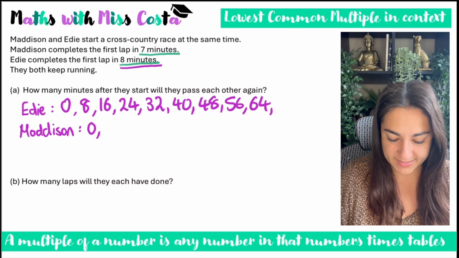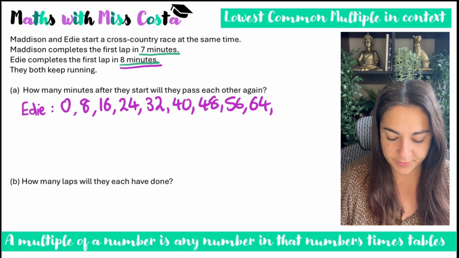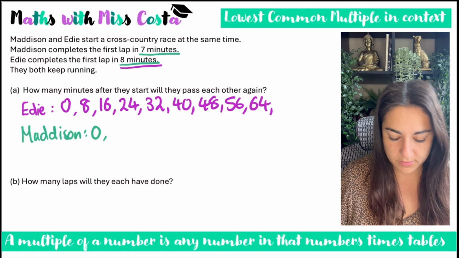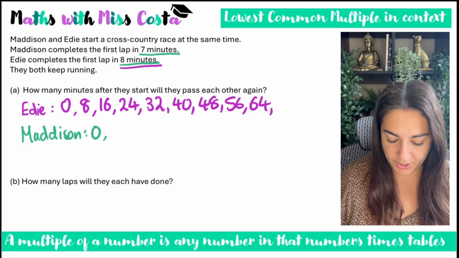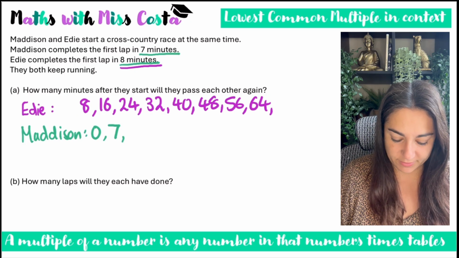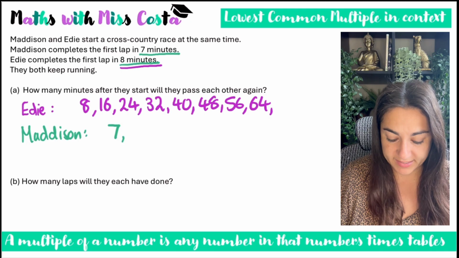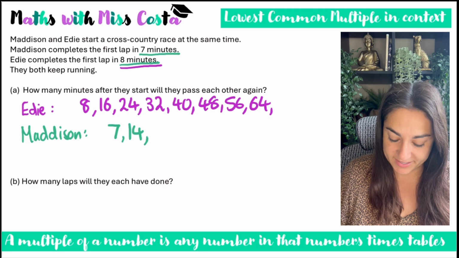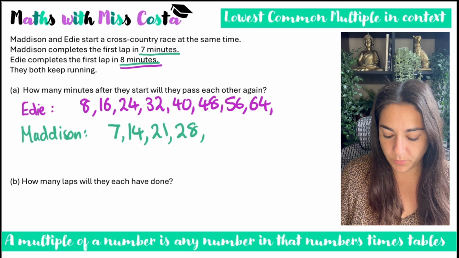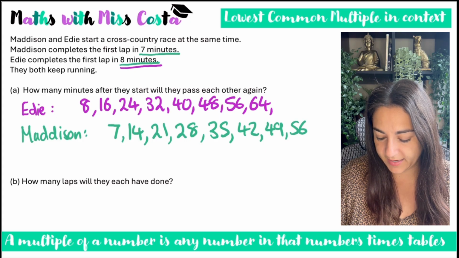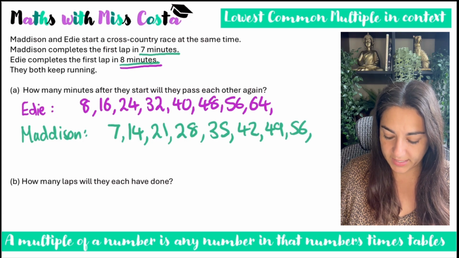Okay, then we've got Madison. So let's do her in a different colour so that we can see the difference. Madison, they both start at 0, but 7 is going to be her first lap completed. So let's get rid of the 0 because that might confuse you. She's going to have completed the first lap after 7 minutes. Then the next lap will get done in another 7 minutes, which is 14. Then the next lap is 21, 28, 35, 42, 49, 56, and so forth.